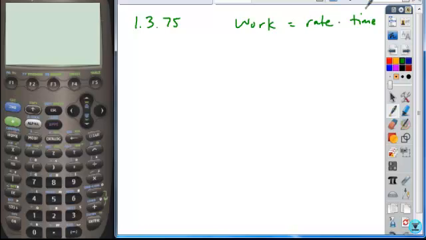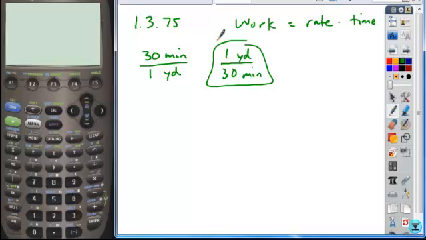So if you look at this, it takes you 30 minutes to rake leaves in your yard. So your rate is, again, you're either thinking 30 minutes per 1 yard, or the easier way, because when you're dealing with a rate, you don't think of driving 1 hour per 60 miles, right? You think of driving 60 miles per hour. So we're going to flip this, and we're going to put 1 yard per 30 minutes. Put the time on the bottom. So this is your rate.